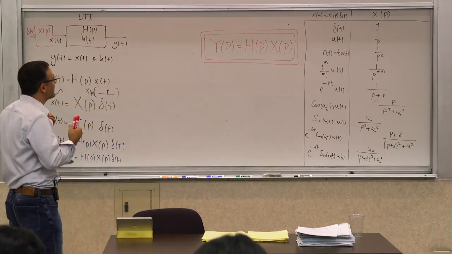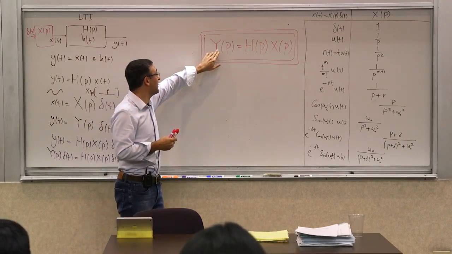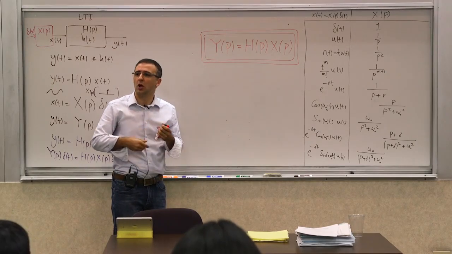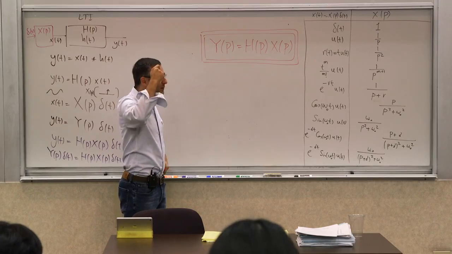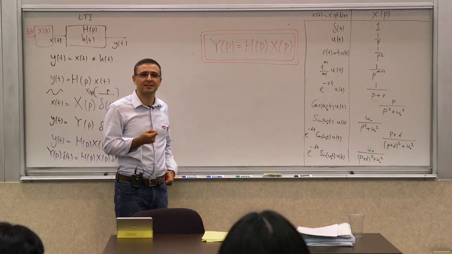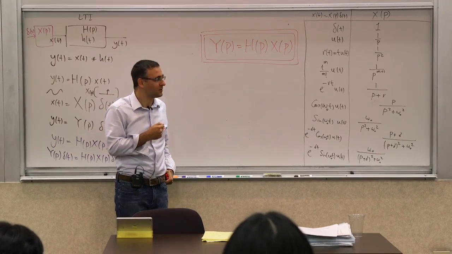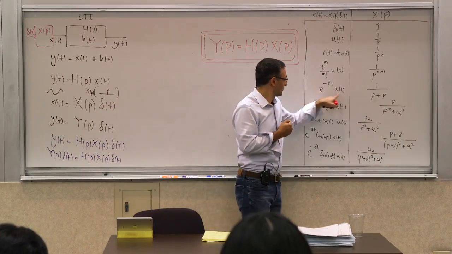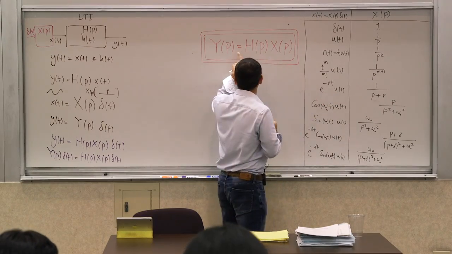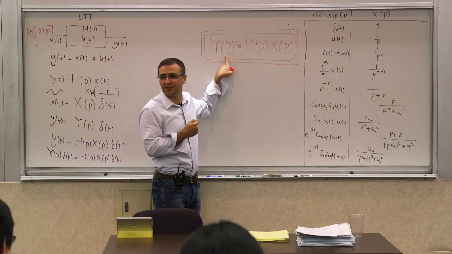So what does this mean? It means that to find the output, if I gave you y of p, do you know what the output is? If I told you y of p is 1 over p plus 2, do you know what y of t is? What is it? E to the negative 2t u of t. So if you can find y of p, you've solved the problem.